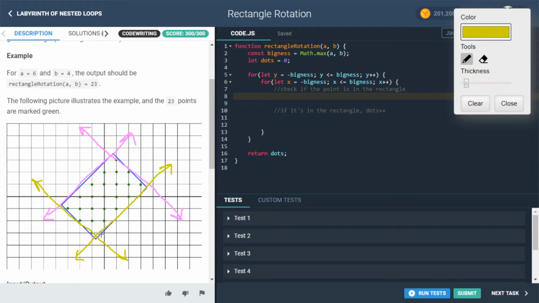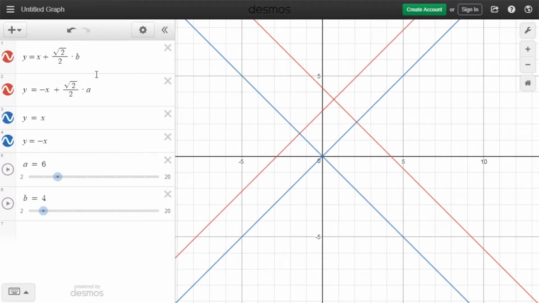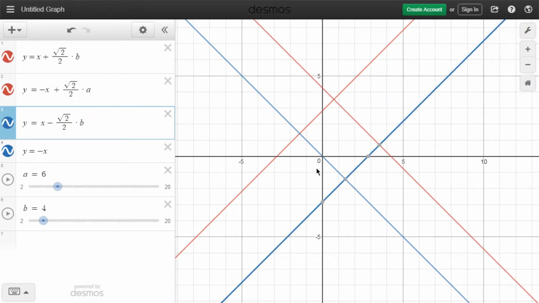So in other words, this one with the slope of 1 is going to have the same y-intercept as this one over here with also the slope of 1, except it's going to be negative. So basically we'll go over here and say, this one had a slope of 1 and it had a y-intercept of this. Now we're going to take that y-intercept, except we're going to make it negative this time. And now that's looking a bit better, I think.